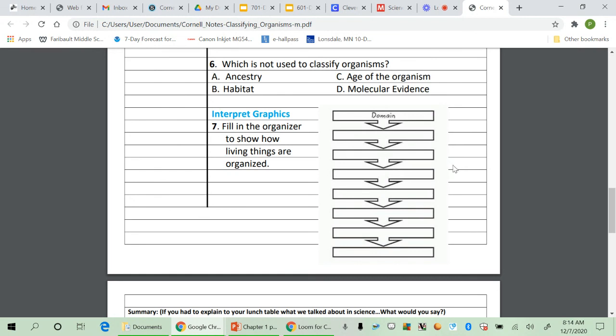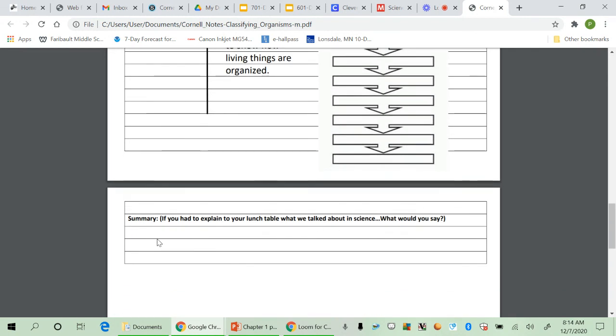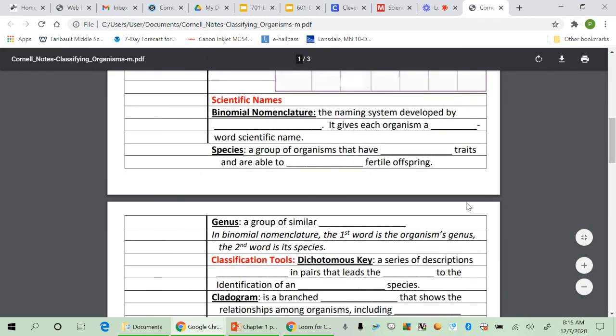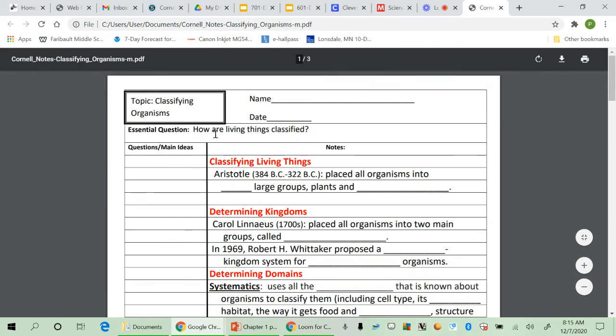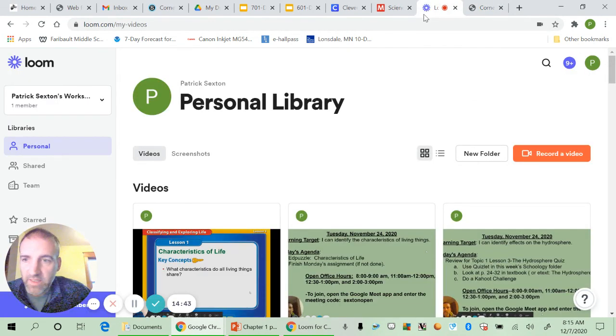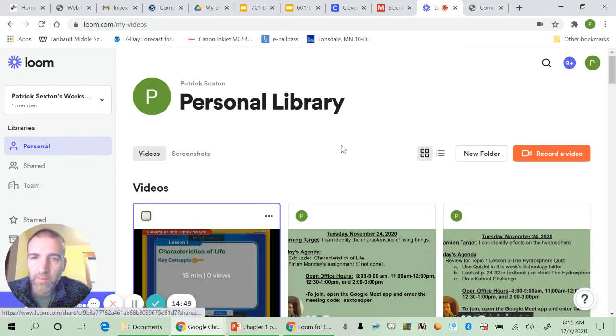I know it was not extremely exciting, but your summary, that should answer the question at the top of the page, your essential question. How are living things classified? And you can provide some examples. You might want to mention systematics in there as part of your answer. So there's a review of that lesson outline. No, it wasn't a lesson outline. It was Cornell notes. But if you hadn't done that yet, hopefully this helps.